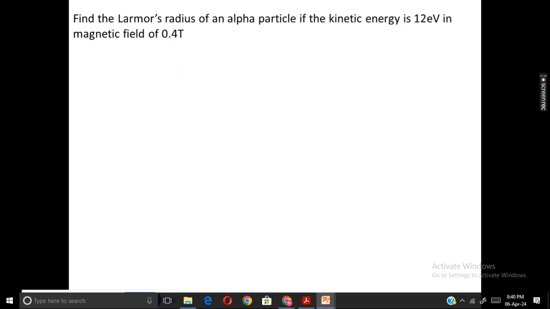Now this is the final problem. Find the Larmor radius of an alpha particle if the kinetic energy is 12 electron volt and the magnetic field is 0.4 Tesla.